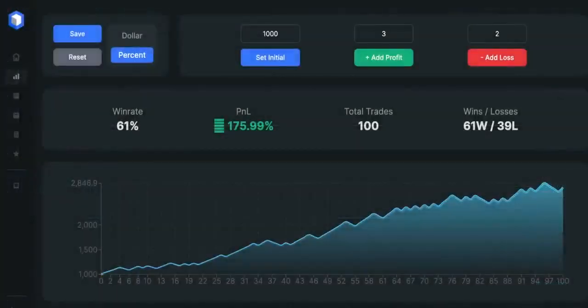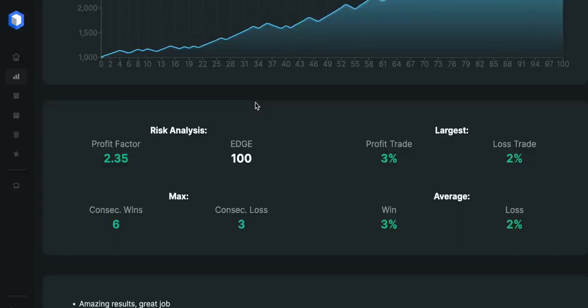Okay, the second backtesting is finished and here are the results. Right away we can see that the win rate has dropped from 65 to 61%, and this is due to the fact that we changed the risk-reward ratio. But if we take a look at the profit we made after 100 trades, we see that it's almost 6 times more than we made with the first strategy. The profit factor is also looking better, it's 2.35, and we had 6 consecutive wins against 3 consecutive losses.